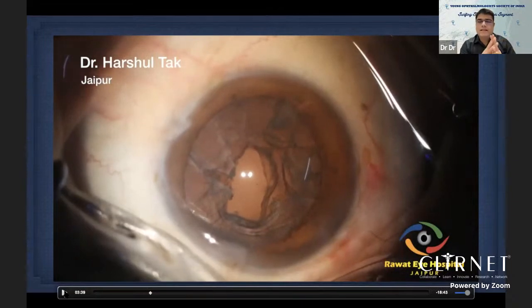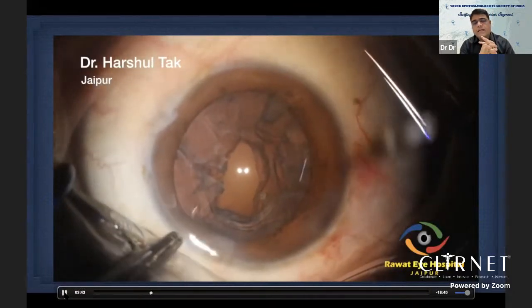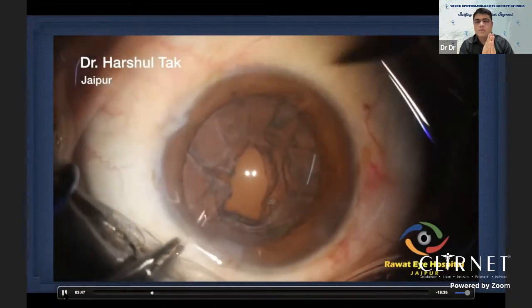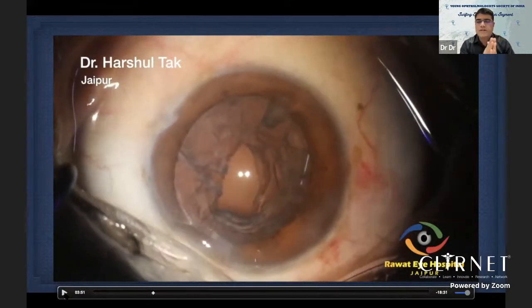So now is the time that you have a lot of cortical matter there in the anterior chamber. There is vitreous which I could see because the posterior capsule rupture is there, and you can see there is increased red glow there. So now the aim is to first stain this vitreous and do adequate anterior vitrectomy to clear off all the vitreous from the anterior chamber before you take off this cortical matter.